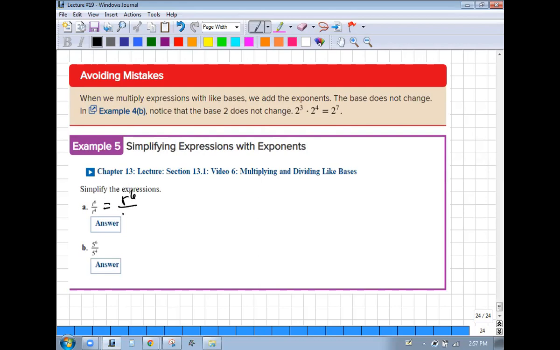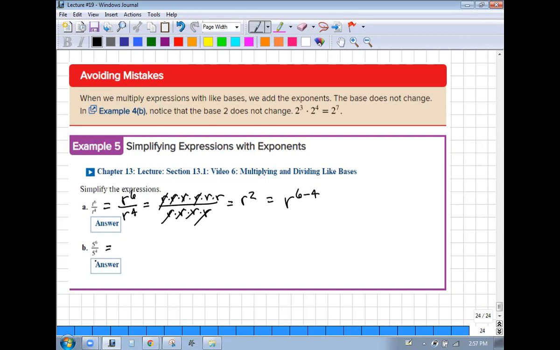R to the sixth over R to the fourth. So this is R times R times R times R times R times R over R times R times R times R. So you can see that we can cancel out 4 of those and we have R squared. The other way to write that is R to the 6 minus 4, right? 6 minus 4.